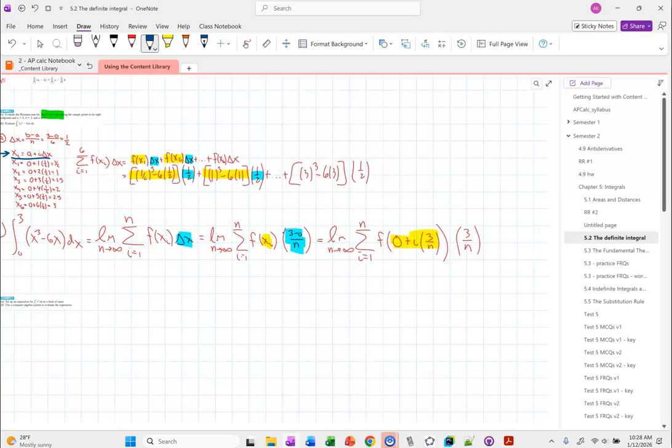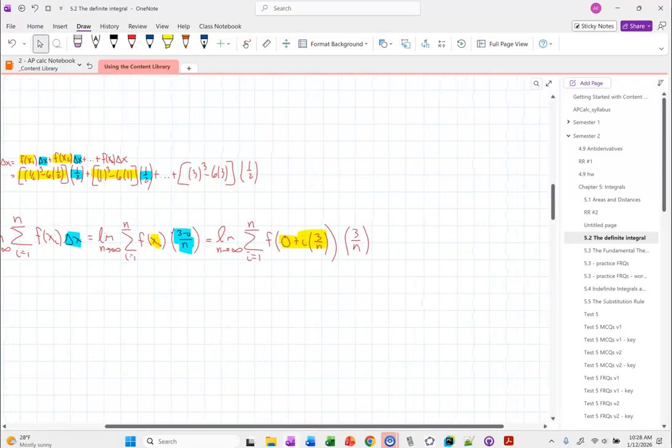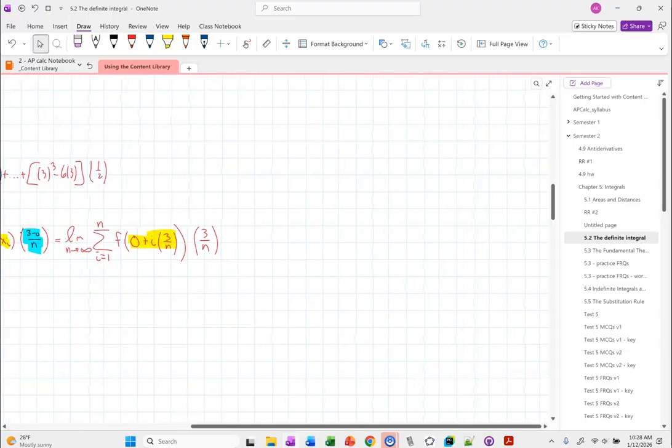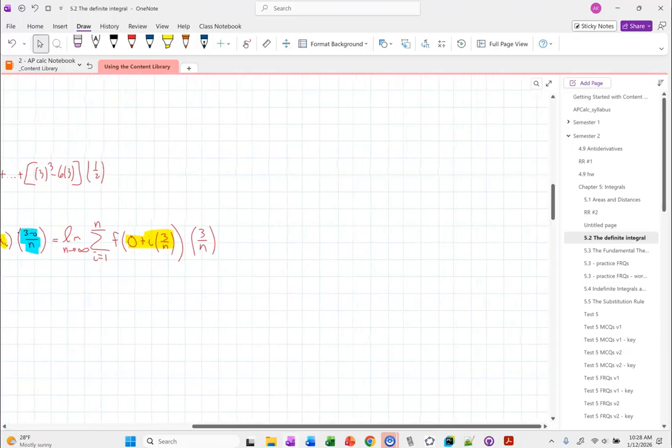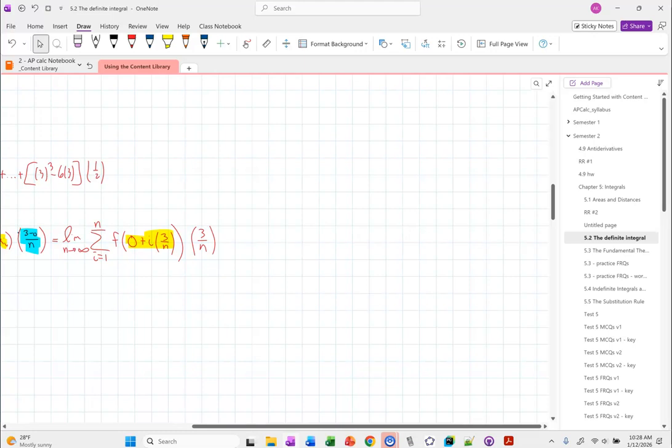So I have A plus i times delta x. So far, so good? That was the formula for the right-hand Riemann sum. We're always going to use a right hand when we're doing it this way. We could just as easily pick a left hand or midpoint. It doesn't really matter, we're just going to pick one and go with it.